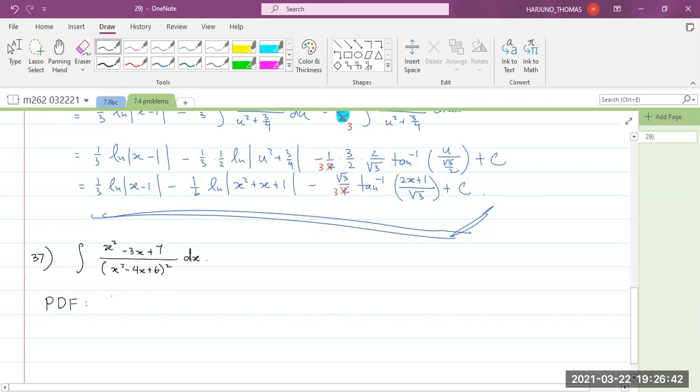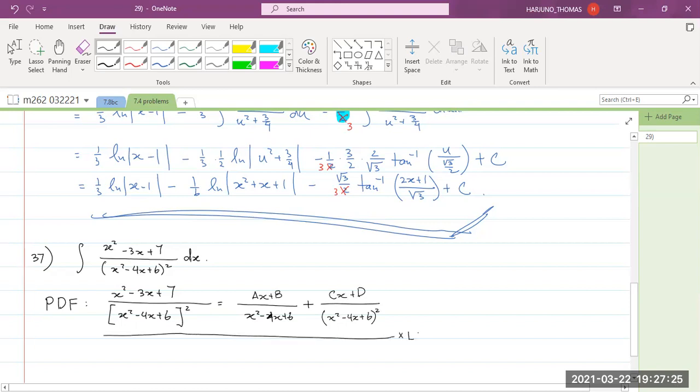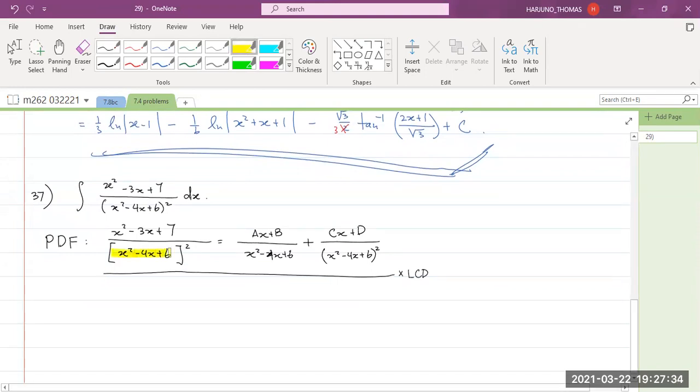So partial fraction decomposition. The denominator, I will complete the square later. So x squared minus 4x plus 6, that's definitely not factorable, right? Okay, that's not factorable. So we will have ax plus b over x squared minus 4x plus 6, and then cx plus d over x squared minus 4x plus 6 squared. This is not reducible, and this is squared, so I need to do it twice, right? Okay, and the numerator will be one degree less.